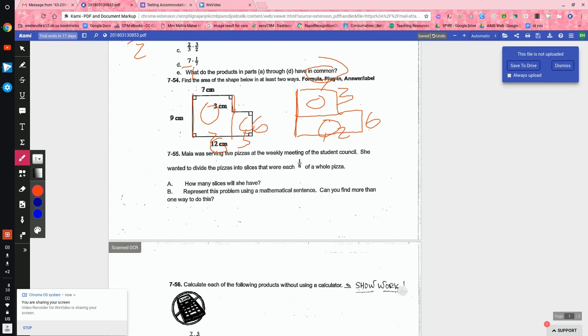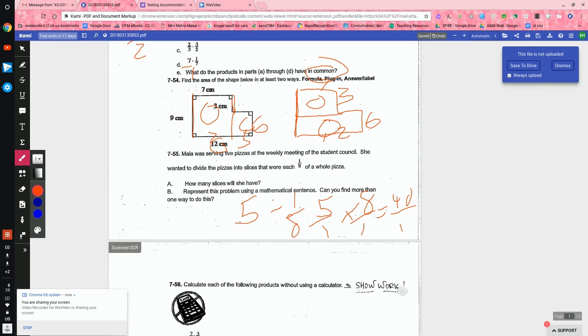Again, we're dividing 5 pizzas. So we're going to keep that first. We're taking the 5 pizzas and we're dividing them into 8ths. Keep, change, flip, right? Keep this, change this, flip this. Obviously, you're going to have 40 pieces of pizza at the party.